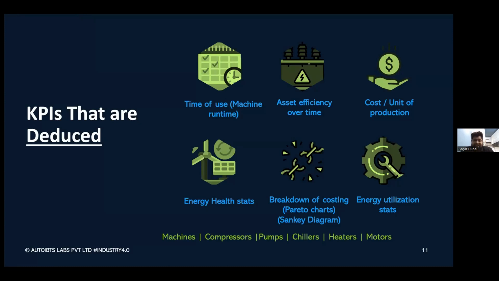Then asset efficiency over time. So now we help you establish a baseline. From the baseline, we'll help you monitor how efficient your machine is. But if you already have 5-year-old machines or 10-year-old machines, then we can talk to the OEMs and get the new baselines or the old baselines, or we can also recalculate the baselines which the machine was supposed to work at, and how much deviation there is from that baseline.